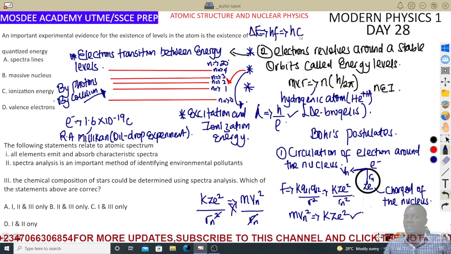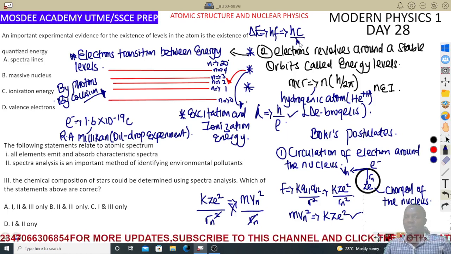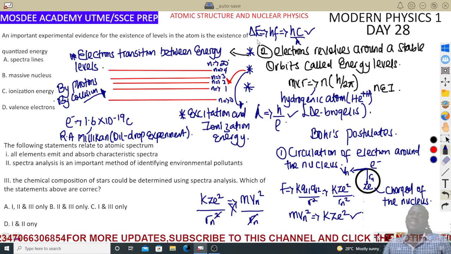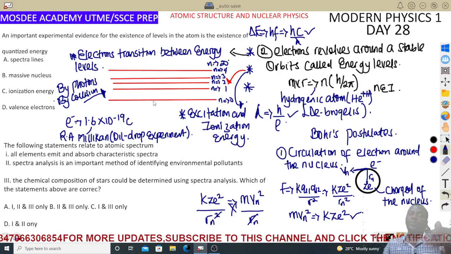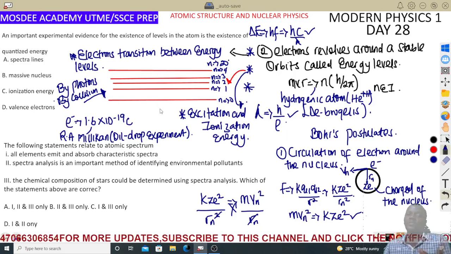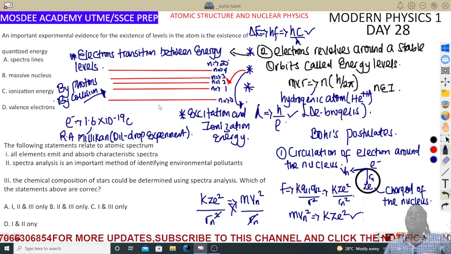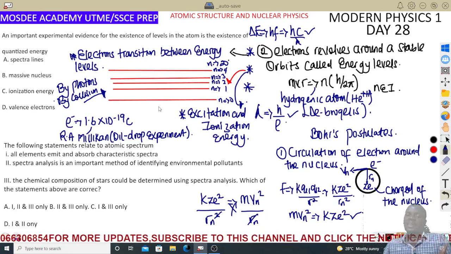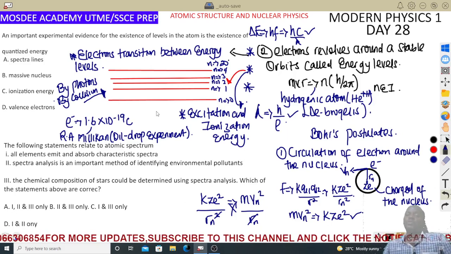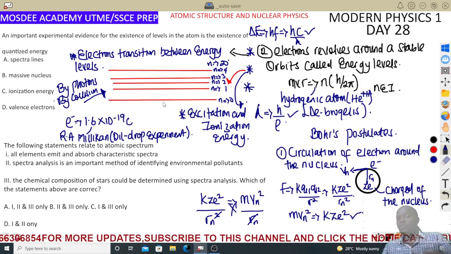H is the same thing as hc by lambda. Always keep this at the back of your mind. This is the energy that is being transited from one energy level to another. So if it is moving from a lower energy to a higher energy level, the energy required for movement is called excitation energy, to remove an electron or to move from one point to another, from lower to higher excitation.